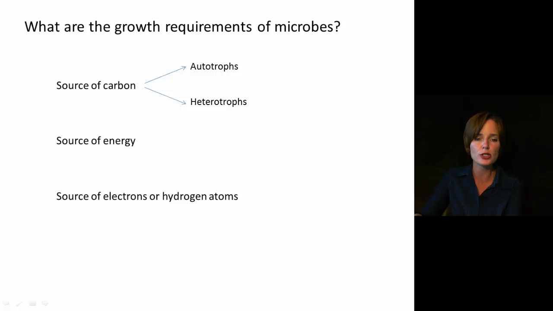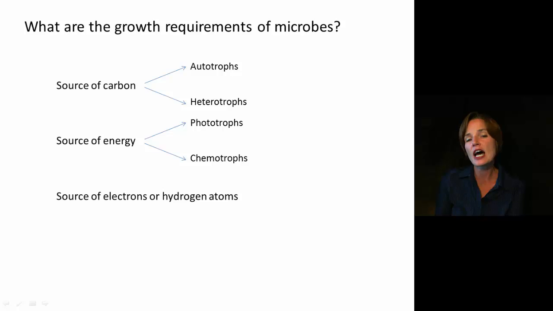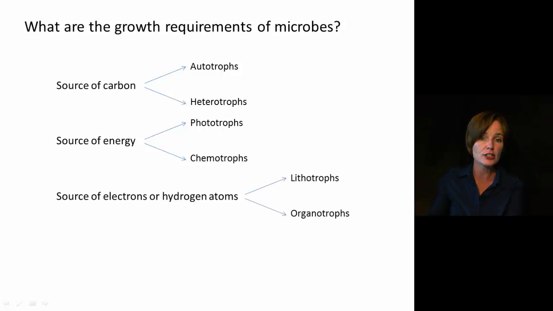If we talk about the energy requirements, we have two different ways of getting energy. We have what are called phototrophs. Phototrophs are going to get their energy from a light source, and then chemotrophs are going to get their energy from a chemical source. And then as far as the source of electrons or hydrogen ions go, we have what are called lithotrophs, and we also have organotrophs.